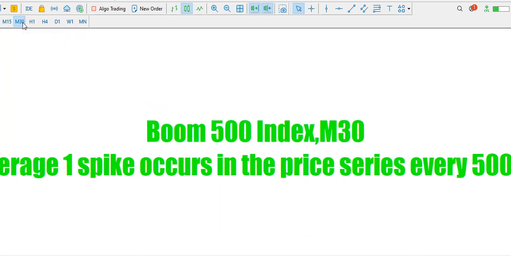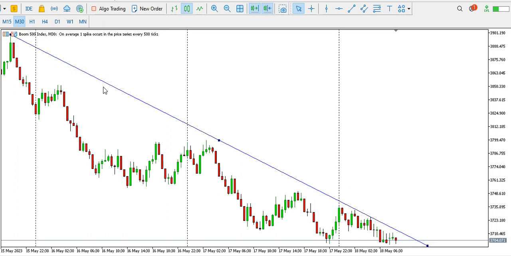On the 30 minutes time frame, you can see the bearish trend picking up pace. We continue to have lower highs and lower lows: this is a high, this is a lower low, lower high, lower low, lower high, lower low. So continue to sell Boom 500 index for now.